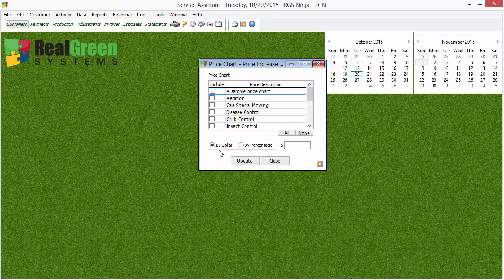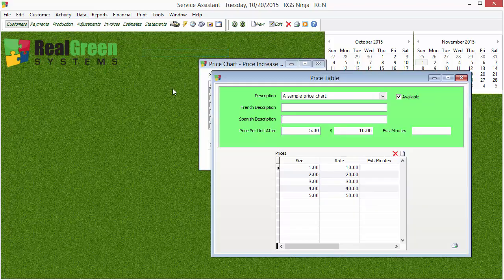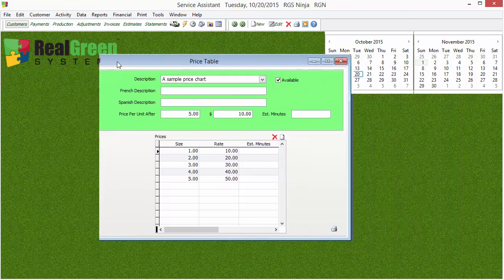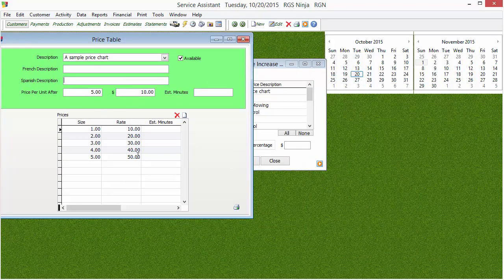Now, as far as how to increase, you can do it by a dollar amount or by a percentage. But one thing to be aware of on the dollar amount, it's going to increase each level by that dollar amount. So if you put $1 in here, each size that's on that price chart is going to go up by $1. So let's go ahead and pull up one of my price charts here. Oh, look, a sample price chart. Hey, how convenient.